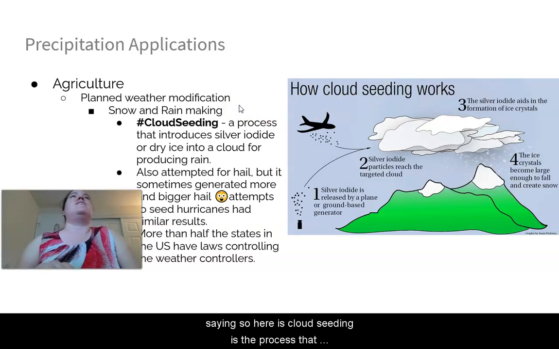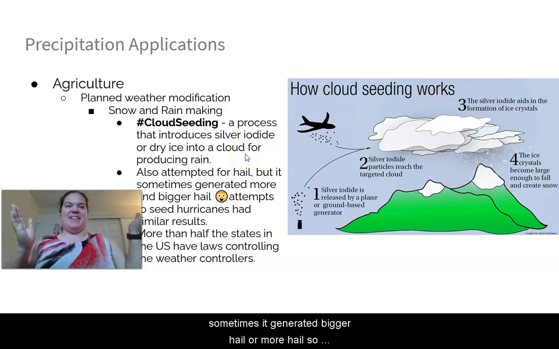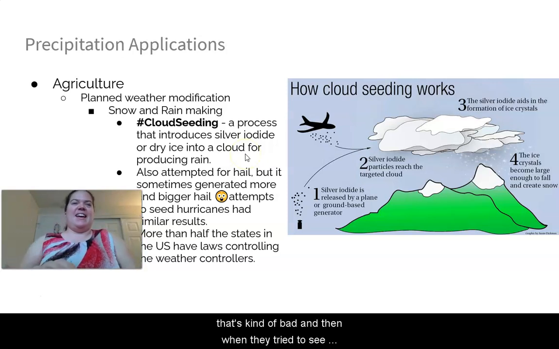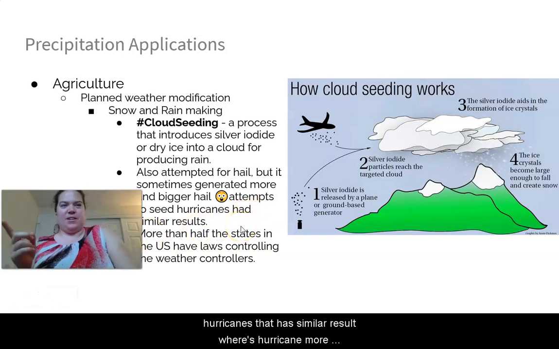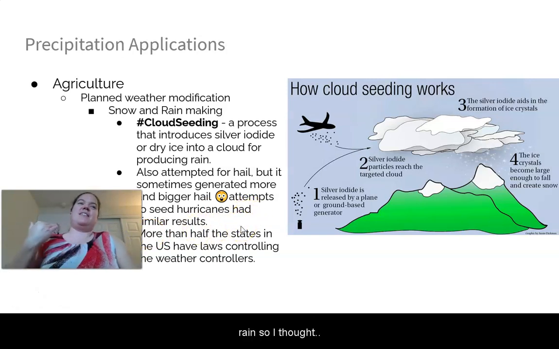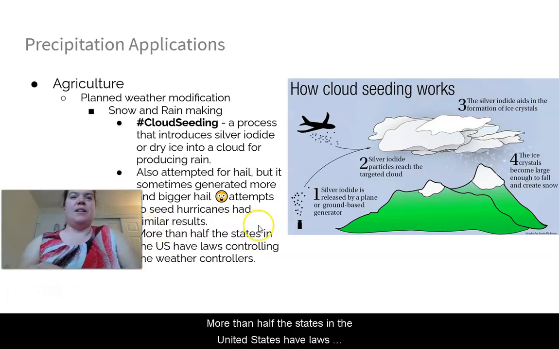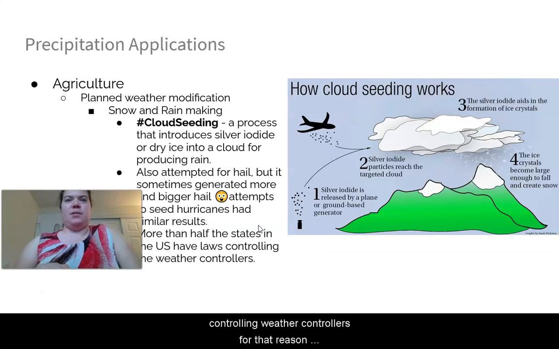So here's cloud seeding. It's a process that introduces silver iodide or dry ice into a cloud for producing rain. It's also been attempted for hail, but sometimes it generated bigger hail or more hail, so that's kind of bad. And then when they tried to seed hurricanes, it had similar results. Worse hurricanes, more rain. So cut that out. More than half the states in the United States have laws controlling weather controllers for that reason, because it's not sure if it works or not.